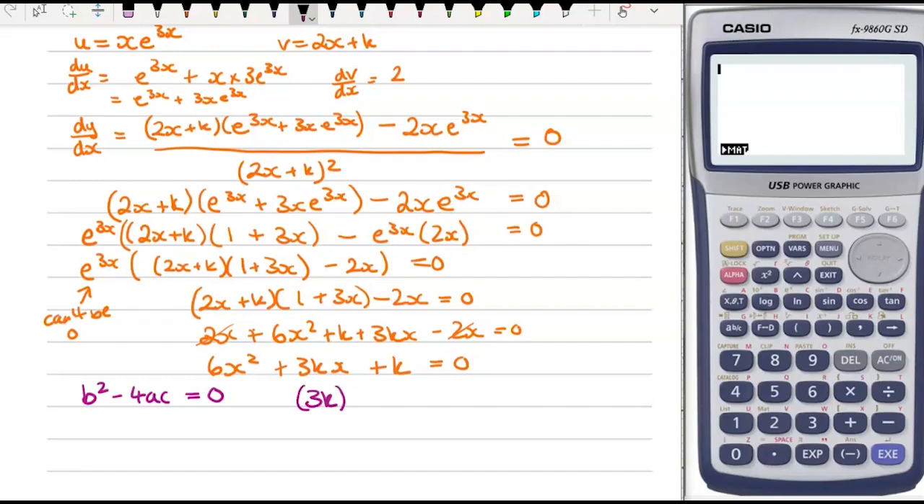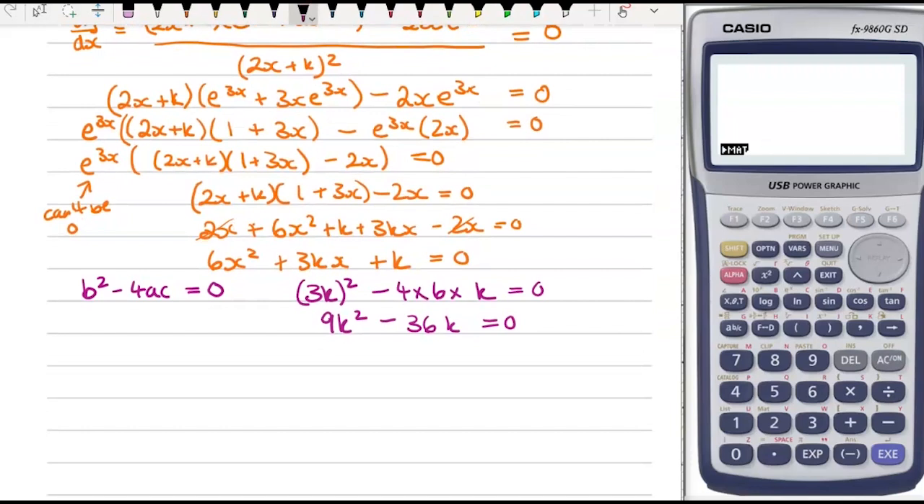So b is 3k. I'm going to square that, minus 4 times 6 times k, which is c, and set that equal to 0. So 9k squared minus 36k equals 0. So taking out a factor of 9k, we get k minus... that was silly, 4 times 6 is not 36, 4 times 6 is 24. Okay, so now taking out a factor of 3k, we can get 3k minus 8 here.